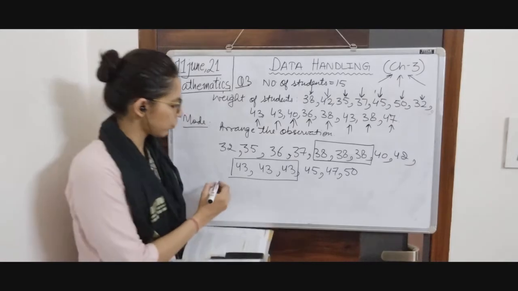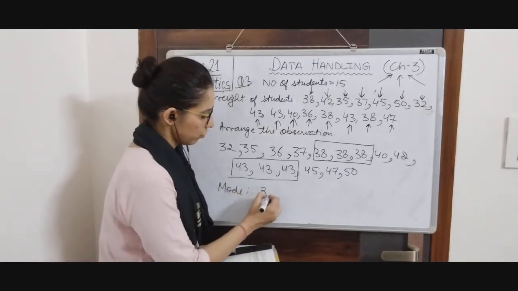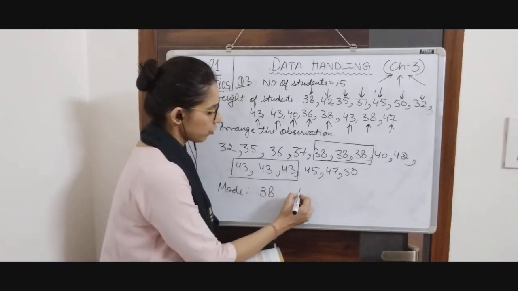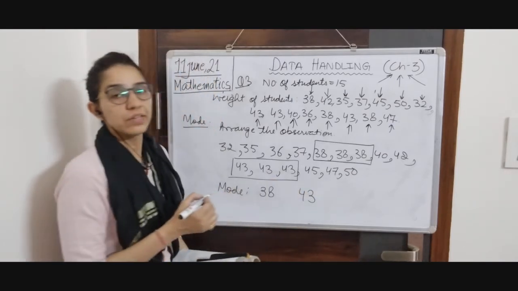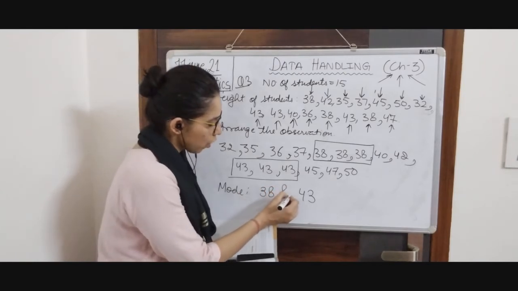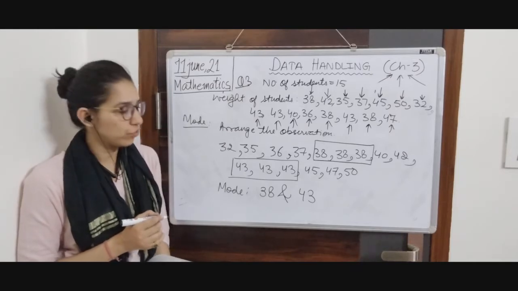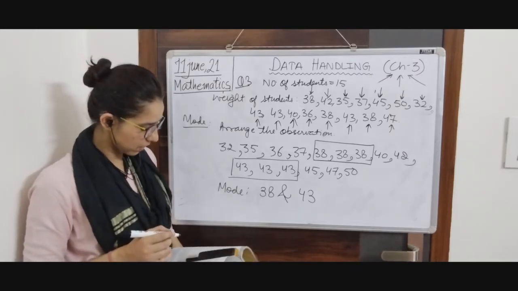So what should be the mode for us? Should it be 38 or should it be 43? Our answer is both of them. Mode is 38 and 43, both the observations.